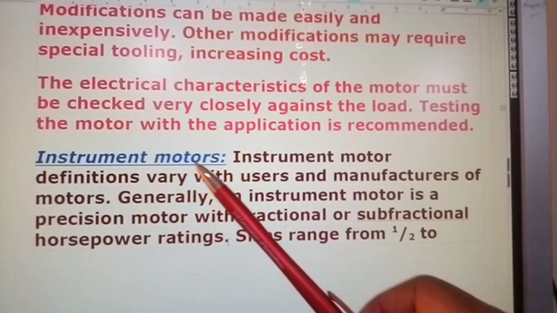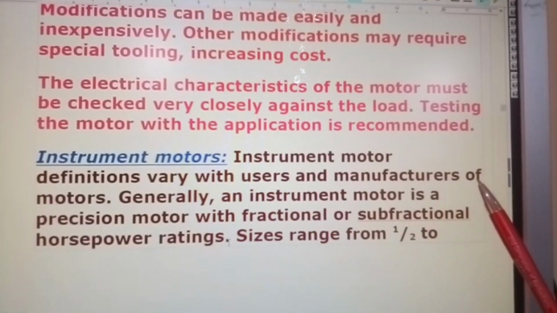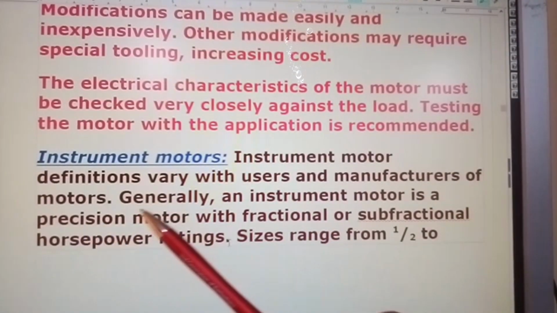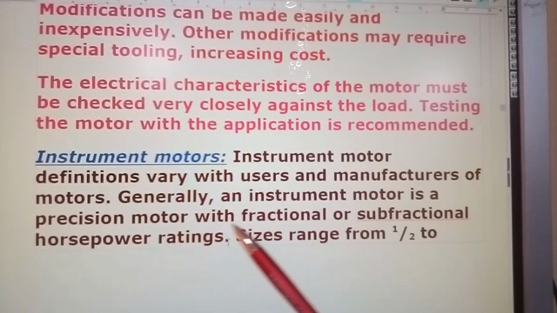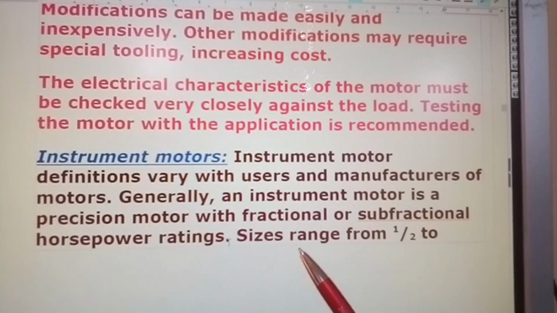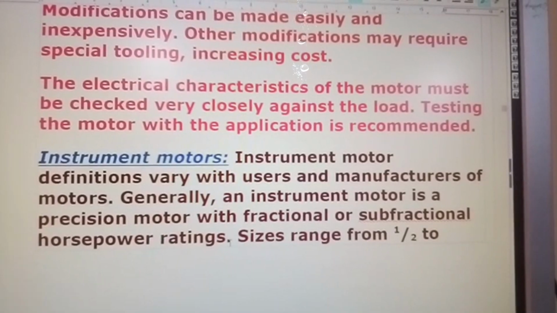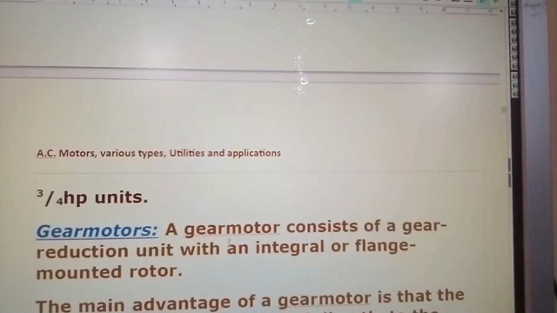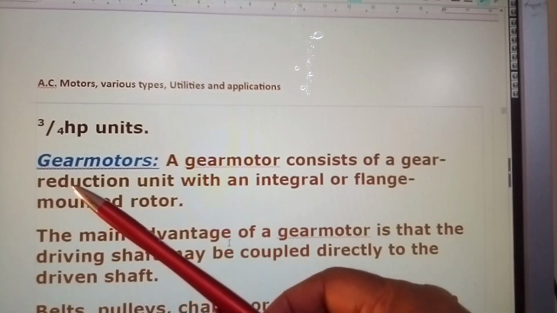Now instrument motors. Instrument motor definitions vary with the users and manufacturers of motors. Generally, an instrument motor is a precision motor with fractional or subfractional horsepower ratings. Sizes range from 1/2 horsepower to 3/4 horsepower.